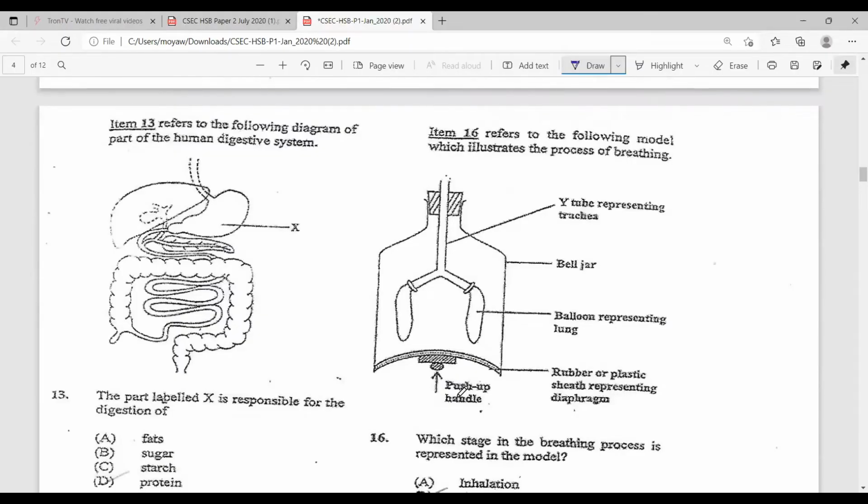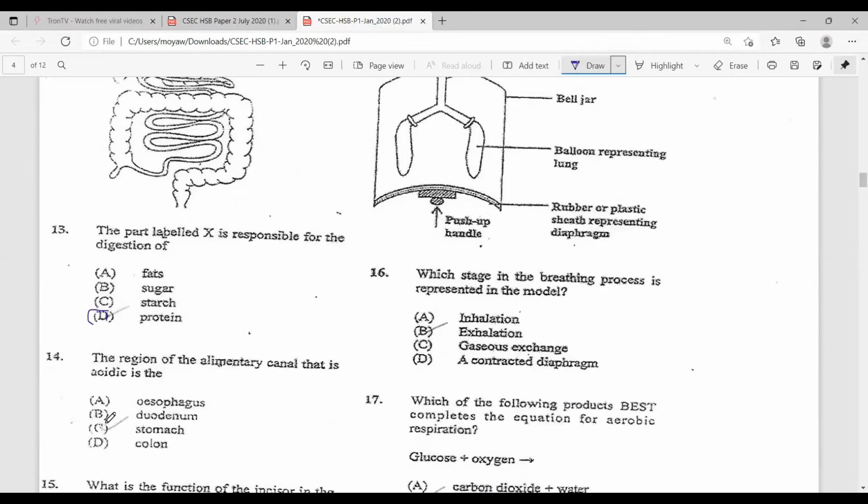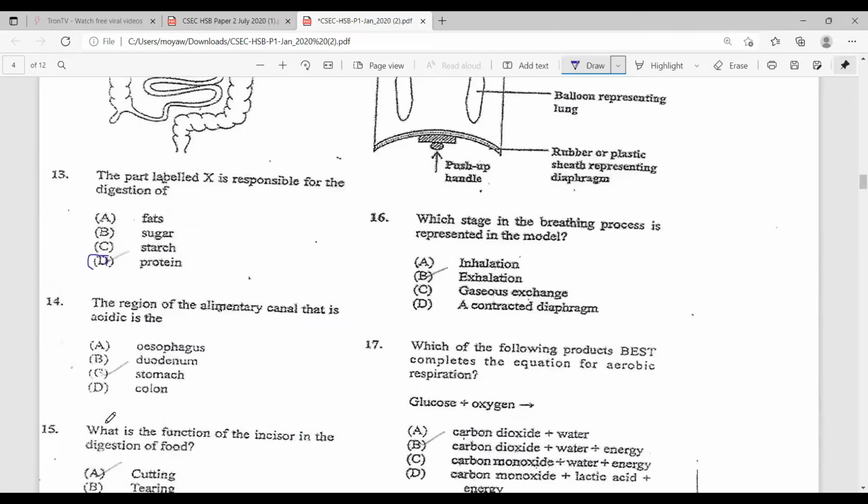Question 13. Item 13 refers to the following diagram of a part of the human digestive system. So we have X here, which would have been the stomach. The part labeled X is responsible for the digestion of, so in the stomach, the digestion of protein actually takes place. Then 14, the region of the alimentary canal that is acidic is definitely the stomach.